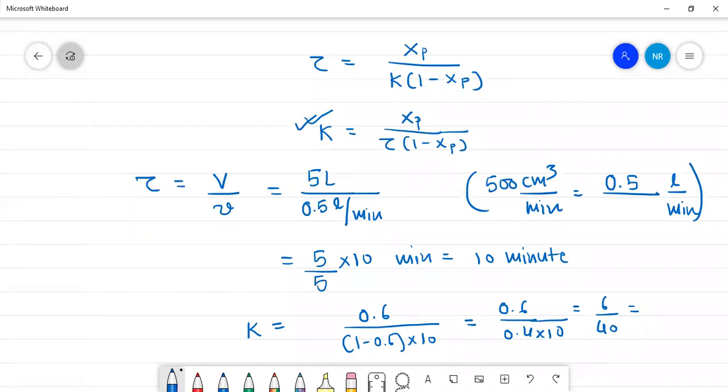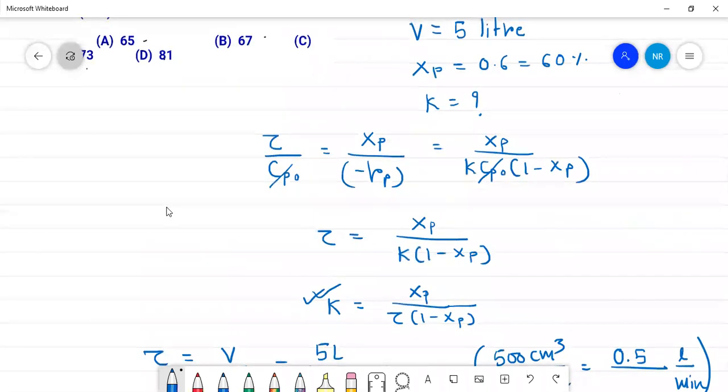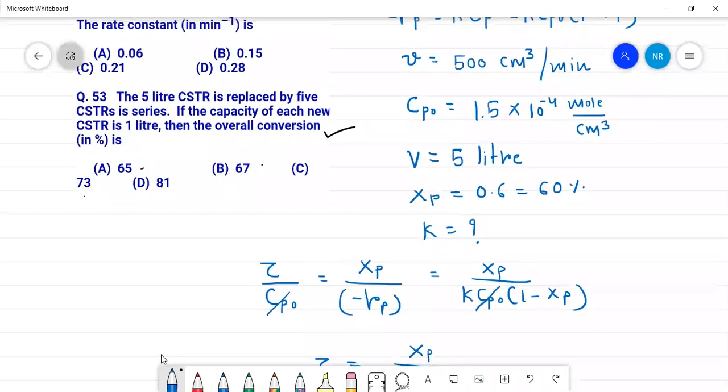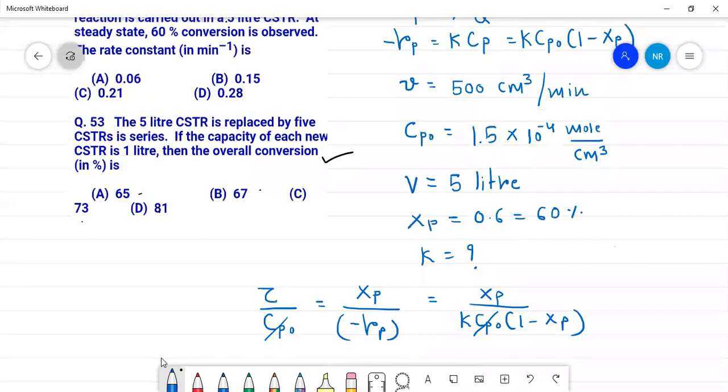Can you write down your answer in chat box? Okay, it's 0.15. 0.15 rate constant first order, so it's minute inverse. Any answer will be there in 0.15. Yes, B will be the option. 0.15. So we get the answer B.